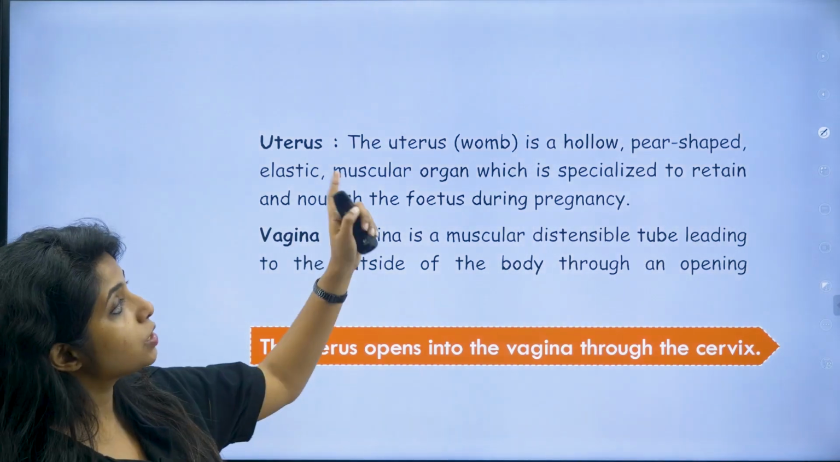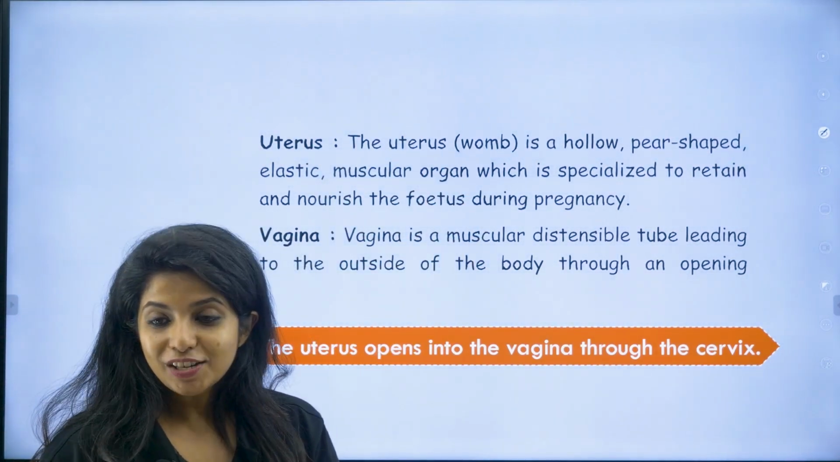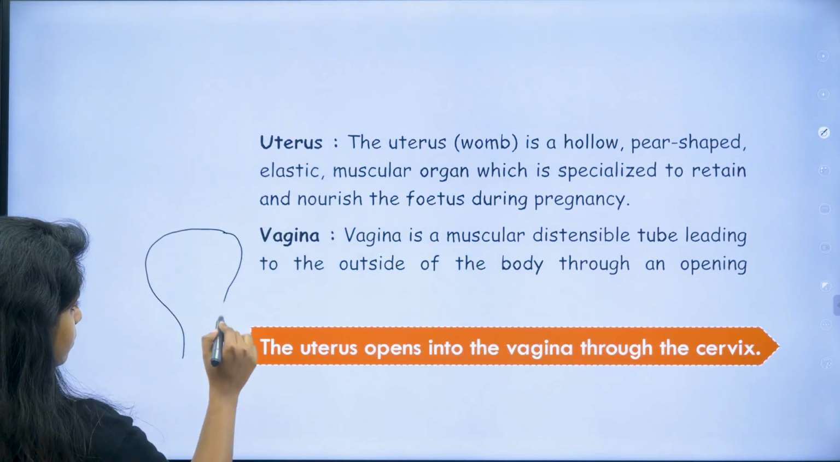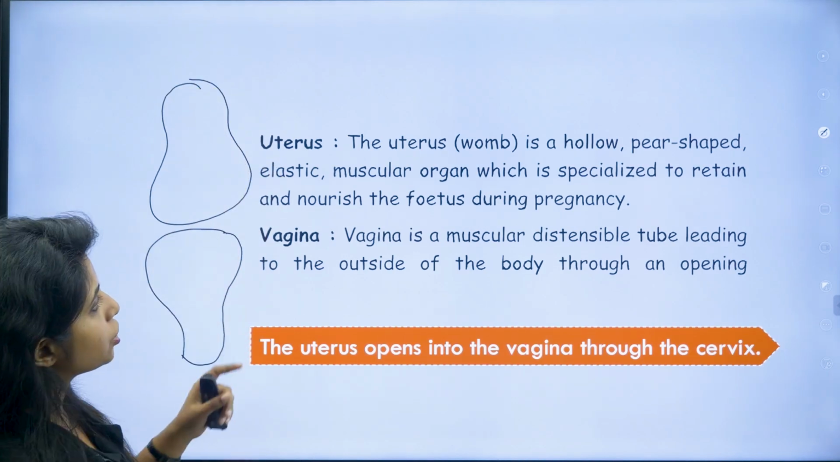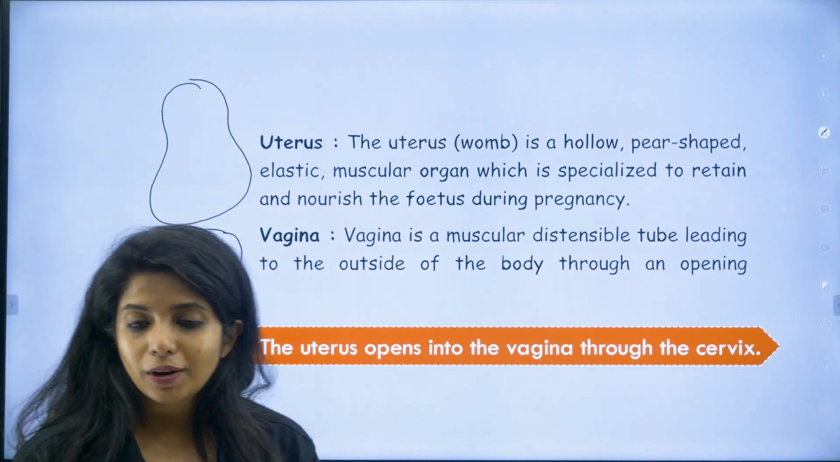Now uterus is the place, or you call it womb. So womb is not the stomach of the mother, it's the uterus. It's a hollow, pear-shaped, so it's an inverted pear shape. Usually a pear looks like this, right? But this is an inverted pear-shaped, muscular organ which is specialized to retain and nourish the fetus during pregnancy.